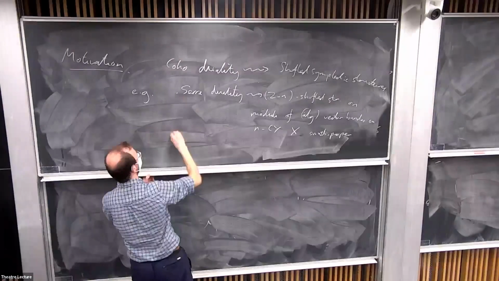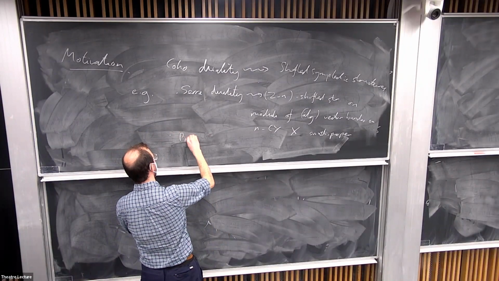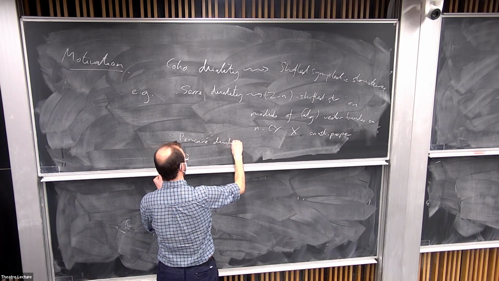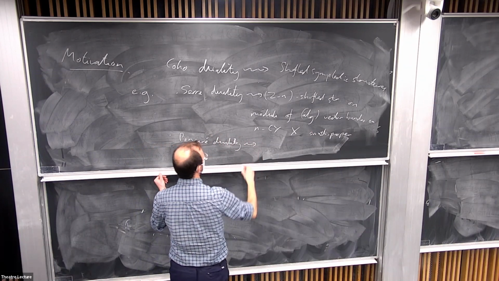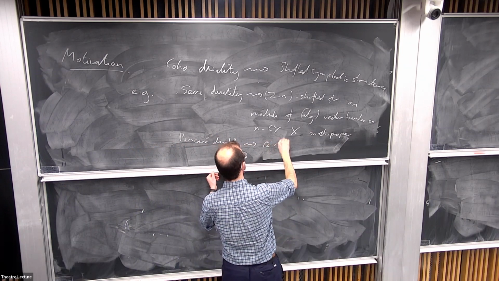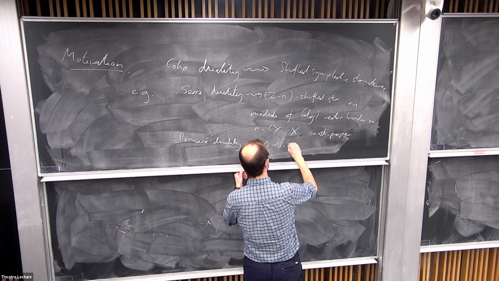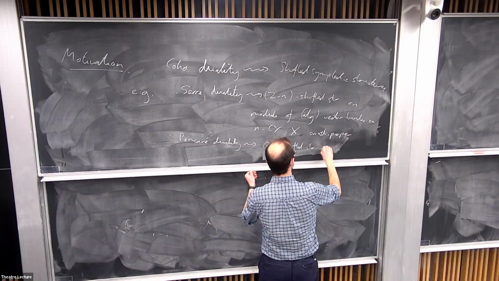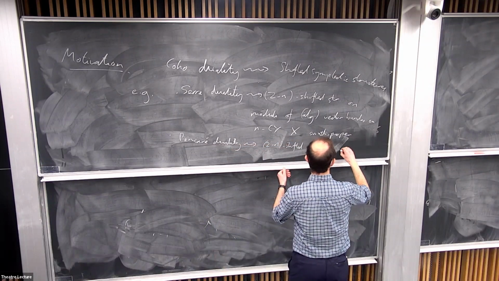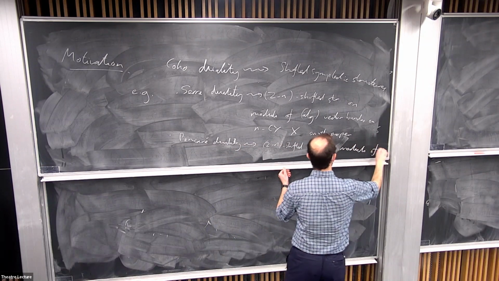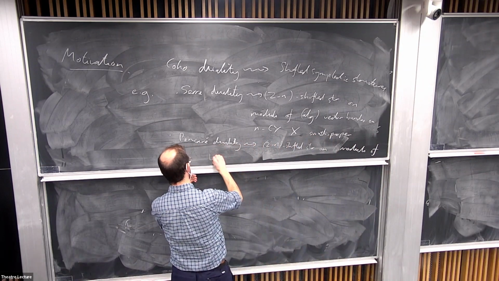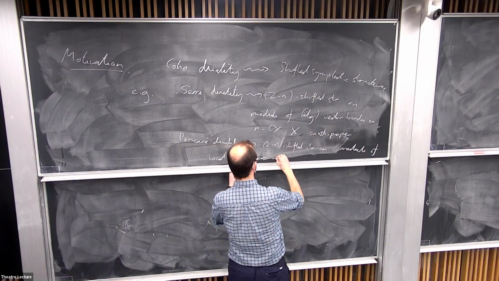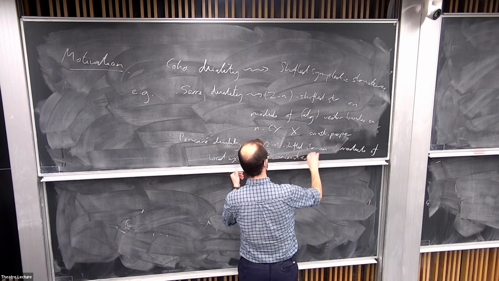Or a topological example, Poincaré duality. Similarly, it gives you a 2 minus n shifted structure on moduli of local systems on an oriented manifold.